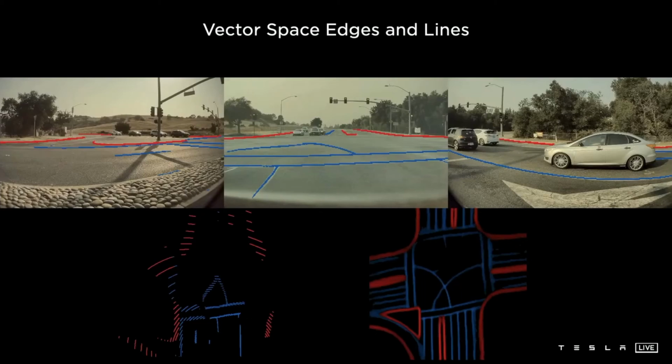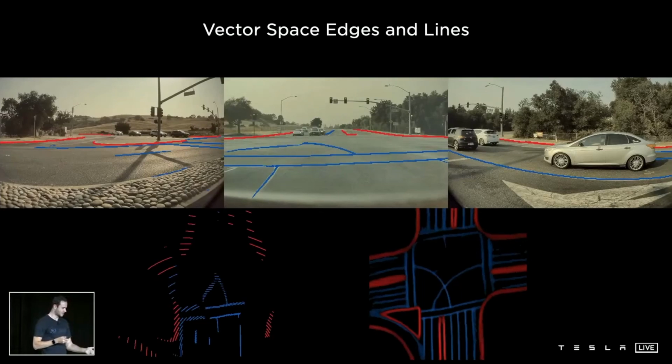So here are some of the results. On the left, we are seeing what we had before, and on the right, we're now seeing significantly improved predictions coming directly out of the neural net.